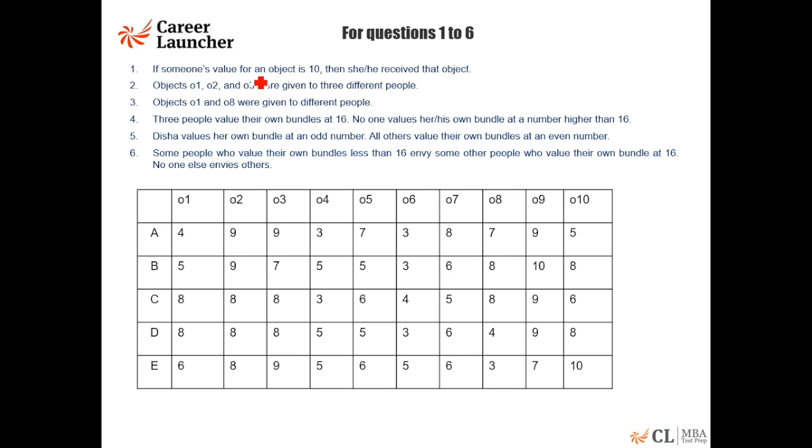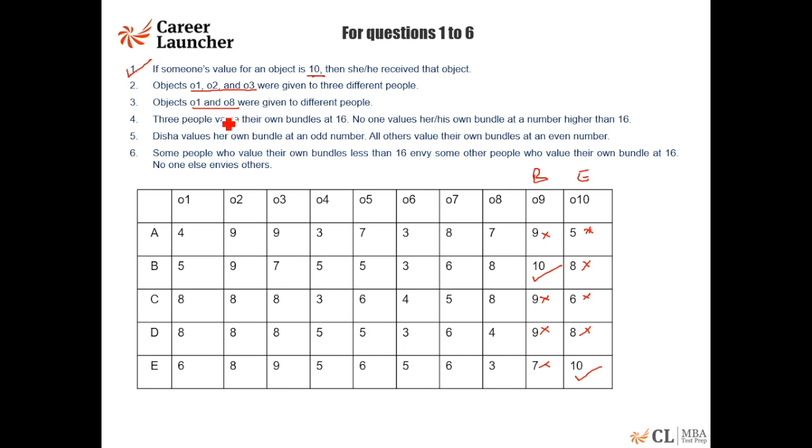Statement 1. If someone's value for an object is 10, then she has received the object. So is there 10? Yes. That means this has to go to Bharat, and this is also 10, so this has to go to E. So that means this is ruled out. Okay, statement 1 done. Objects O1, O2, O3 were given to 3 different people.